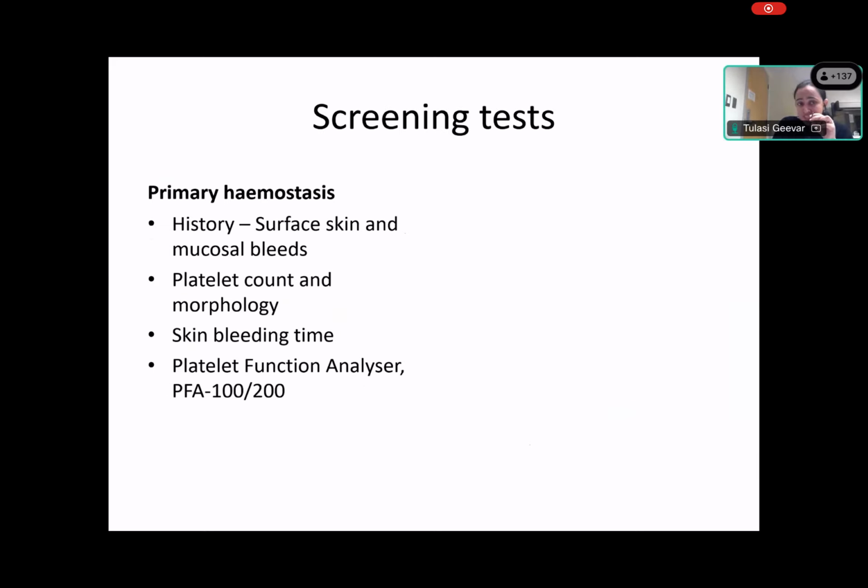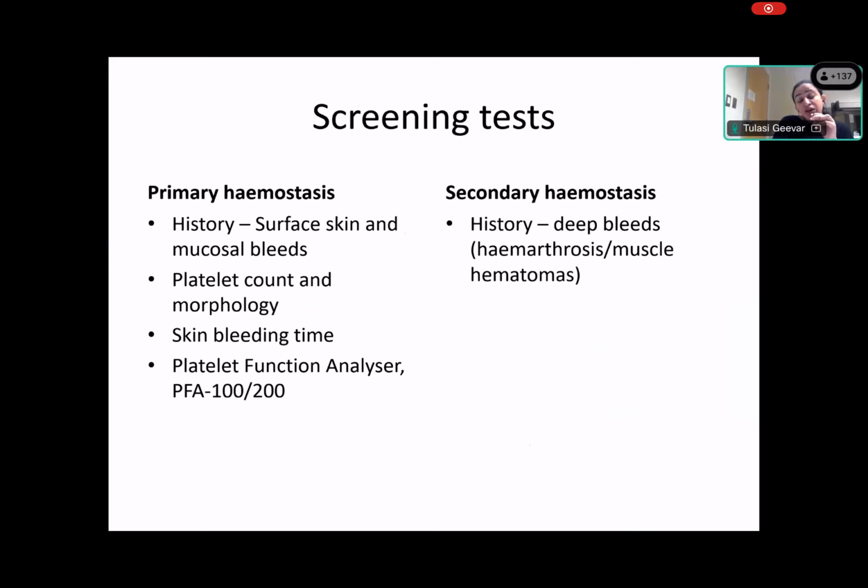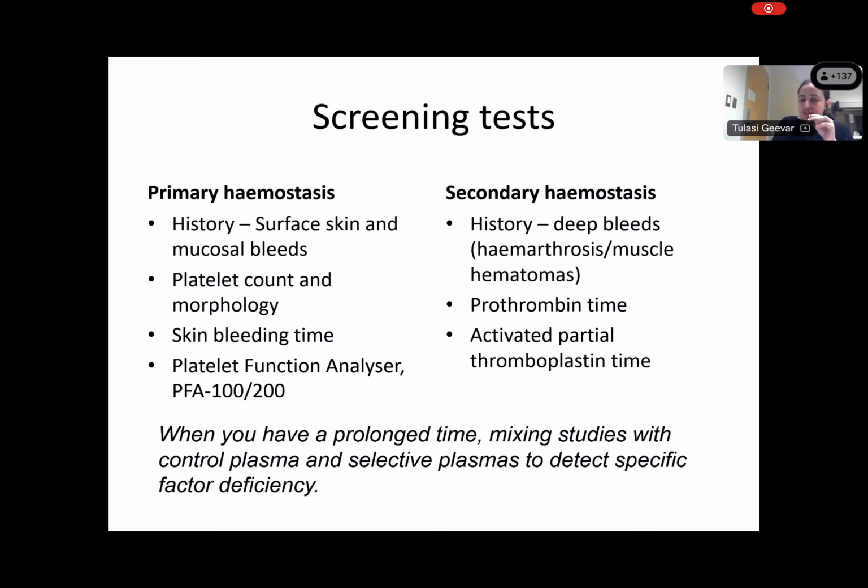For primary hemostasis, the history is a typical surface, skin and mucosal pattern of bleeding. The screening tests are the platelet count and morphology, the bleeding time, and the PFA 100 or 200. For secondary hemostasis, the history will be deep bleeds like deep muscle hematomas and hemarthrosis, with prothrombin time for the extrinsic pathway and APTT for the intrinsic pathway. When either is prolonged, mixing studies with control plasma and other selective plasmas will help to detect the specific factor deficiency.